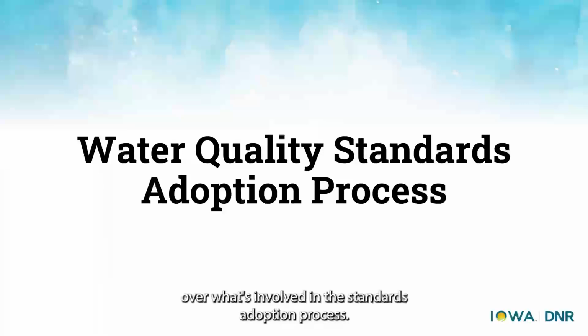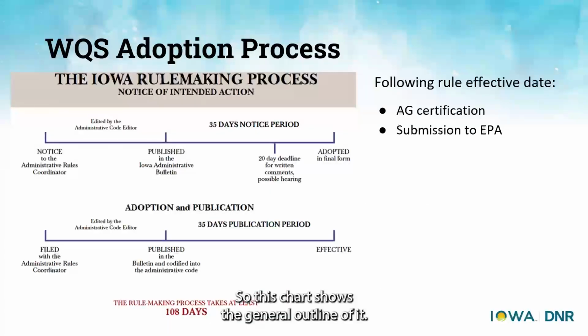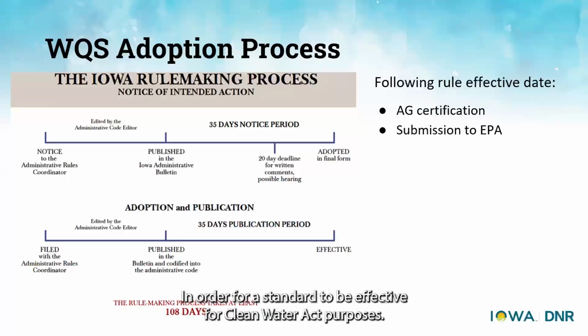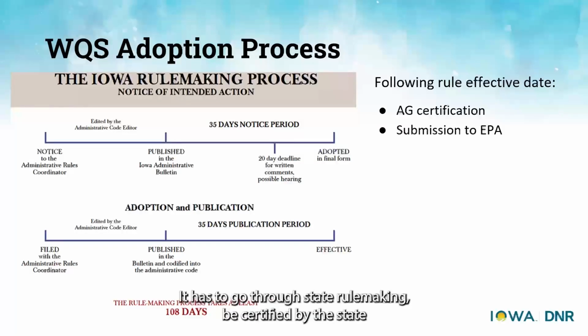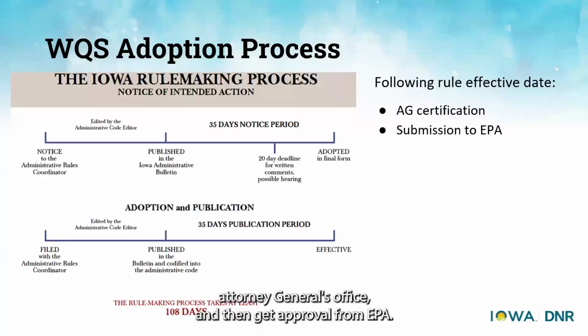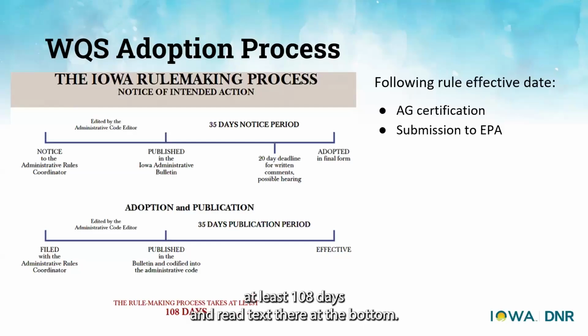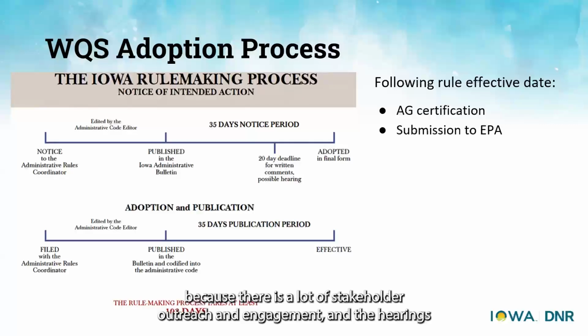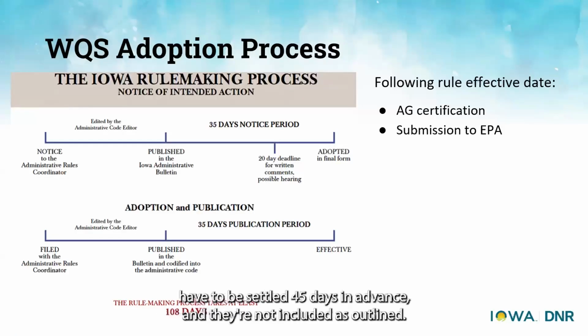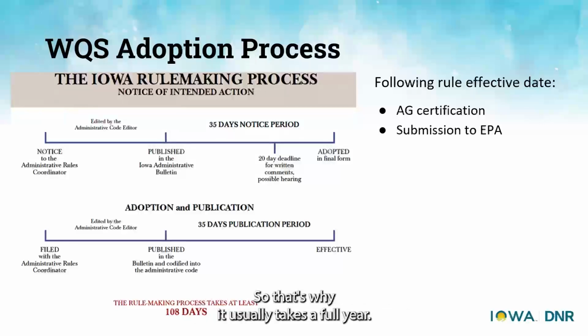So I'm going to go over what's involved in the standards adoption process. So this chart shows the general outline of it. In order for a standard to be effective for Clean Water Act purposes, it has to go through state rulemaking, be certified by the state attorney general's office, and then get approval from EPA. So this chart says rulemaking takes at least 108 days in red text there at the bottom, but rulemaking often takes closer to a full year because there is a lot of stakeholder outreach and engagement, and the hearings have to be scheduled 45 days in advance, and they are not included in this outline. So that's why it usually takes a full year.